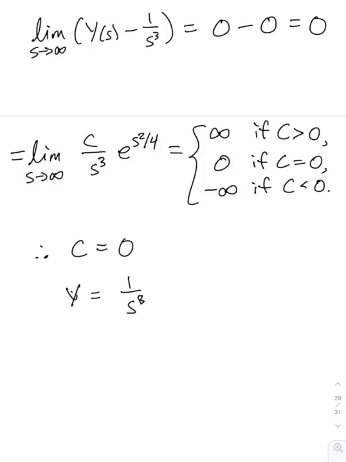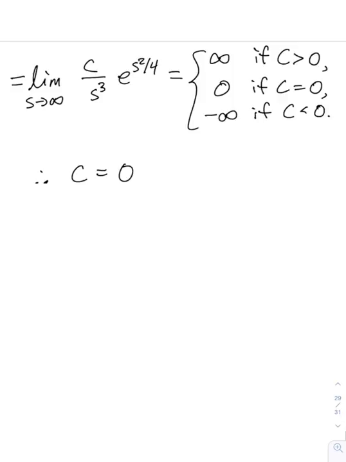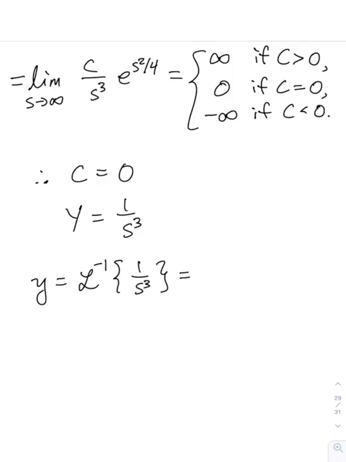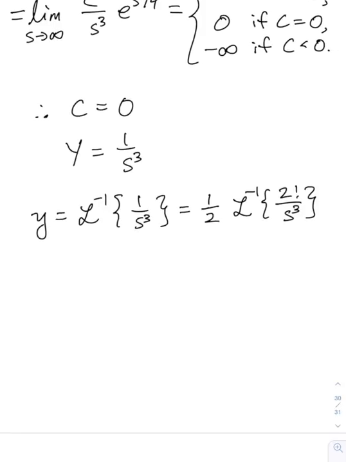Okay, I'm having writing problems here. Okay, Y is 1 over s cubed. All right, so little y is the inverse Laplace transform of 1 over s cubed, which I can write as 1/2 times the inverse Laplace transform of 2 over s cubed, and 2 is equal to 2 factorial, and we can read that one off the table. That inverse Laplace transform is t squared, so 1/2 t squared.